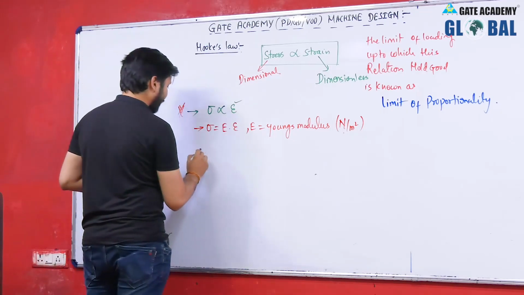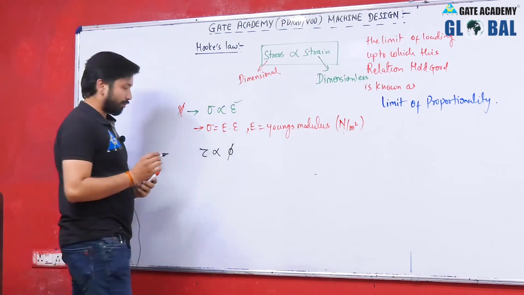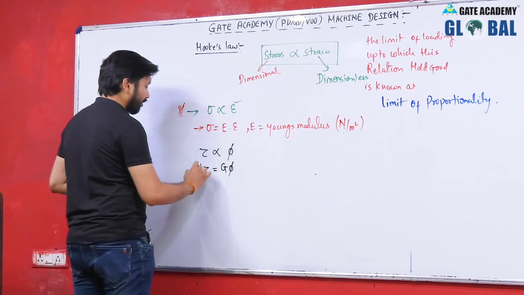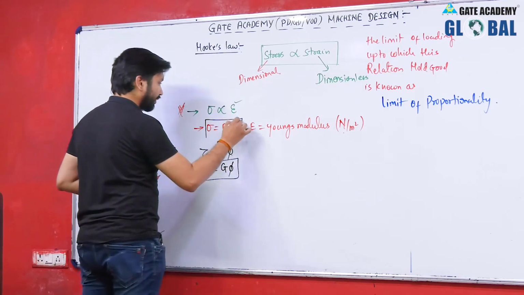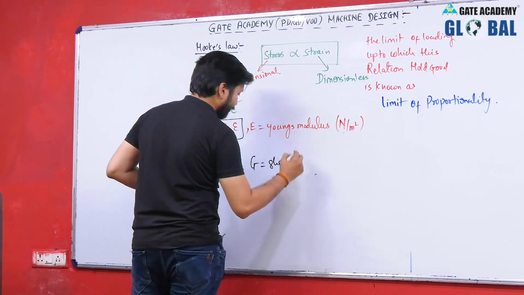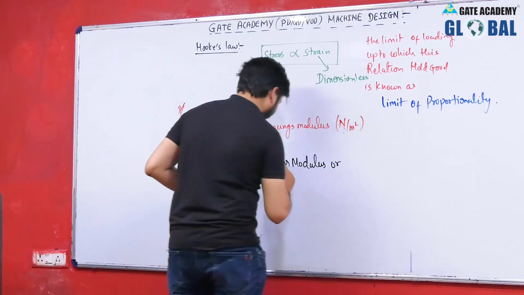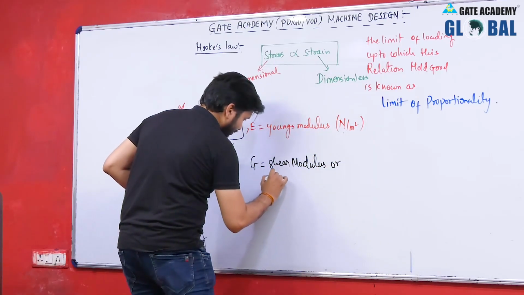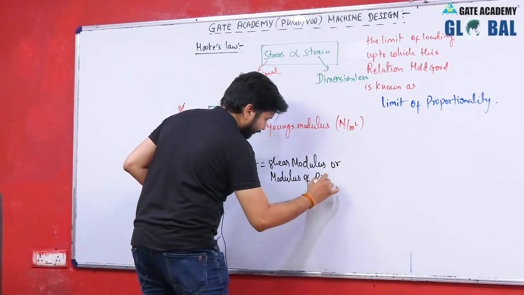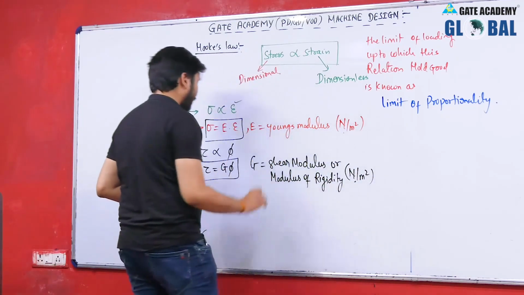Now, the second one, that is the shear stress. Shear stress will be directly proportional to shear strain. On removing the proportionality sign, we will have a constant, that is G. So tau will be equal to G into phi. G is known as the shear modulus, or you can call it the modulus of rigidity. This will also have the same dimension, Newton per mm square.